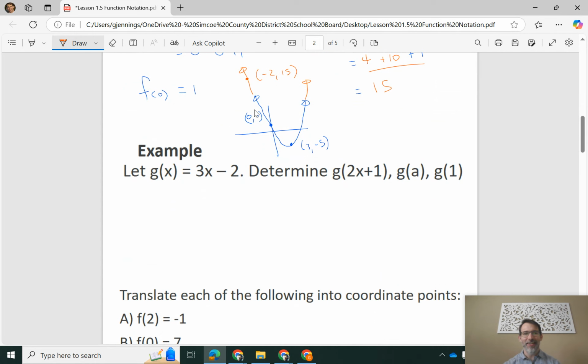Okay. Here's a linear function, g of x is equal to 3x minus 2. And we've been asked to determine g at 2x plus 1. That's kind of rough, Miss Metherall. Let's start with this example, everyone. I can do g at 1, and that would equal 3 times 1 minus 2, which equals 1. 3 minus 2 is 1.